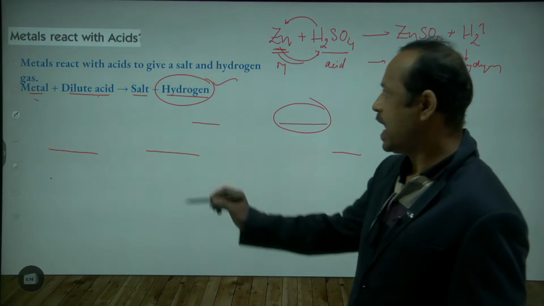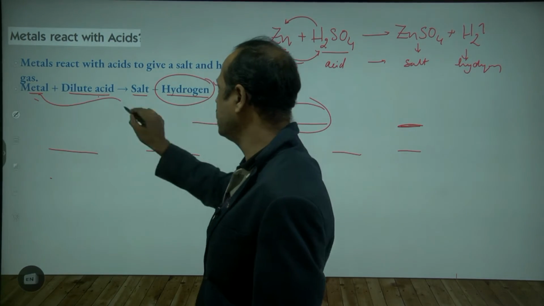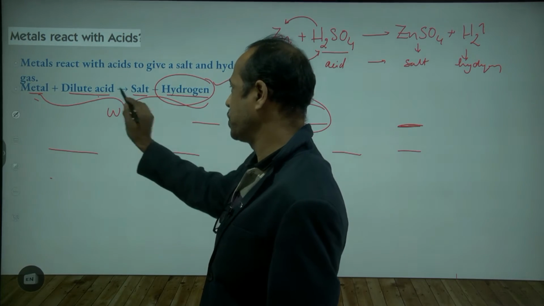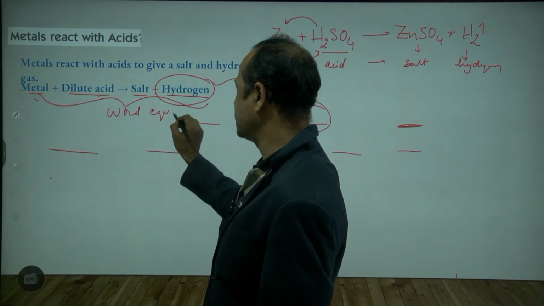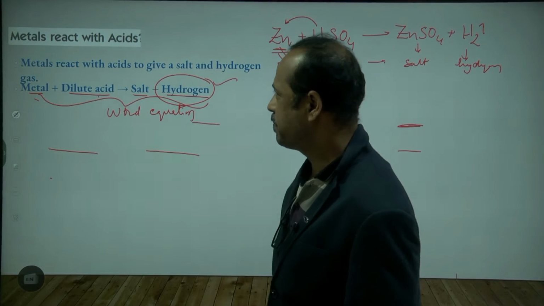This is a statement, and this is called a word equation. It means you are writing by using words. Okay, so that's what is called a word equation. Now write the word equation.